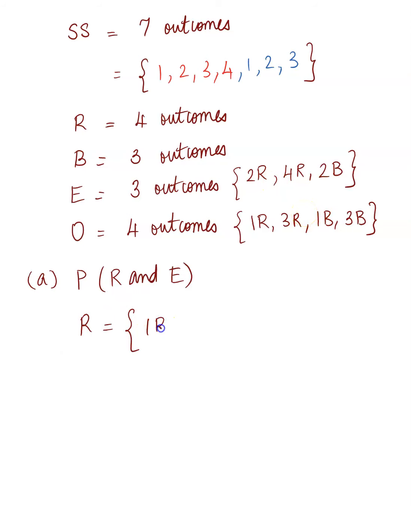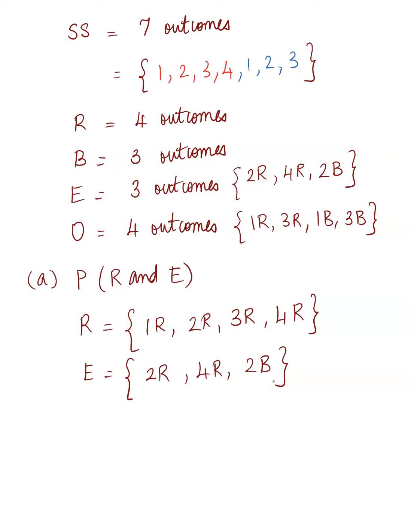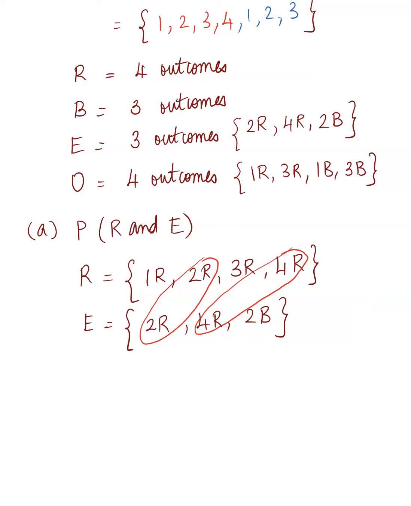So 1 red, 2 red, 3 red, 4 red. E would be 2R, 4R, and 2B. When you list it like this, it's actually easier to spot what is common. Right? So we have 2R that is common, we have 4R that's common. So if you were to write this out for R and E, it will be 2R, 4R.